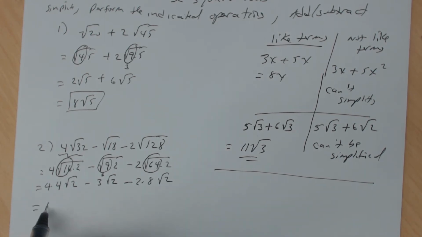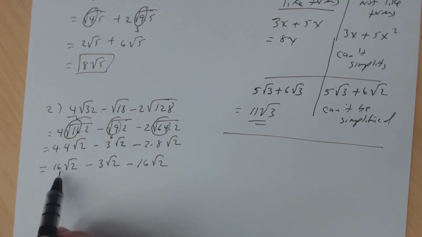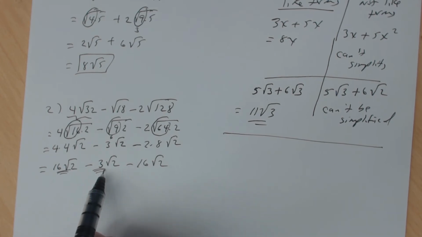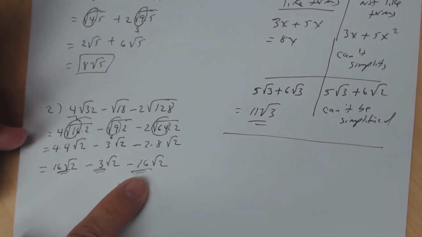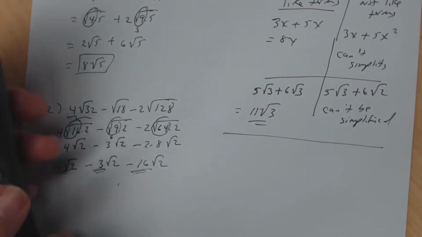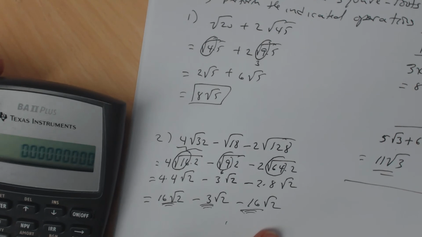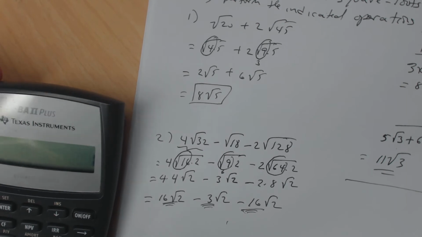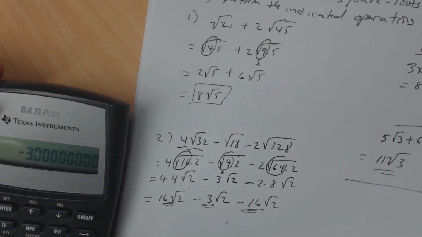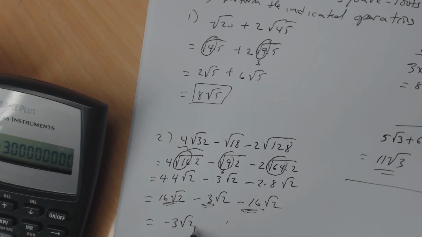Simplifying this, 4 times 4 is 16. So I get 16 square root of 2 minus 3 square root of 2 minus 16 square root of 2. And then combining like terms, 16 square root of 2 minus 3 square root of 2 is 13 square root of 2. And 13 square root of 2 minus 16 square root of 2 is a negative 3 square root of 2. So all you're doing is just adding the coefficients. So for example, if you can't do this in your head, you're going to say 16 minus 3 minus 16 equals, and you get negative 3. So it becomes negative 3 square root of 2.